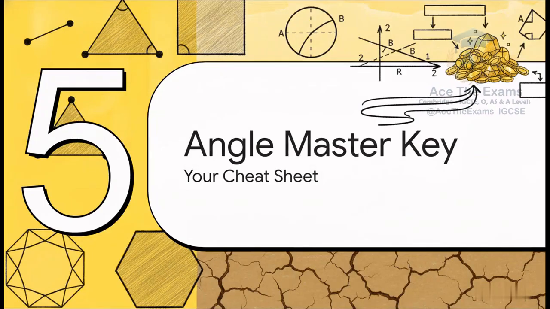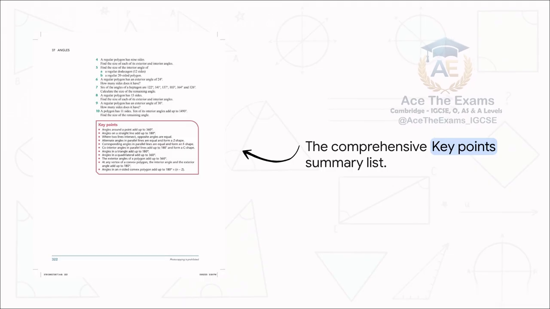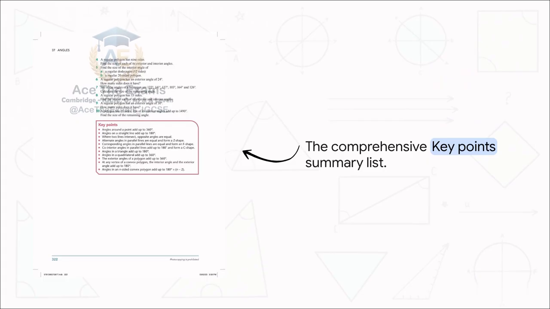And finally, Section 5, the Angle Master Key. We have built our toolkit from simple points all the way to massive n-sided polygons. So let's synthesize this into the ultimate angle mastery system. This final cheat sheet literally holds every single rule you need to decode any geometry problem Cambridge can throw at you. This represents our complete answering system.